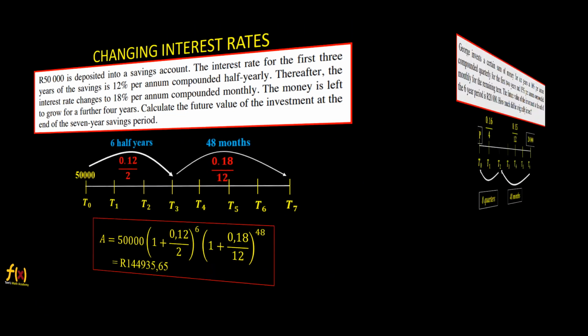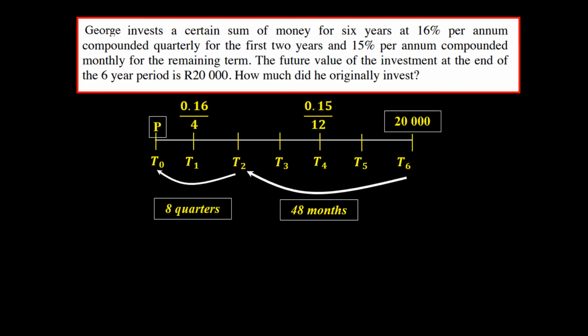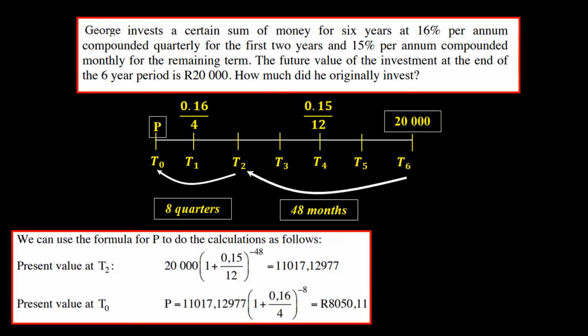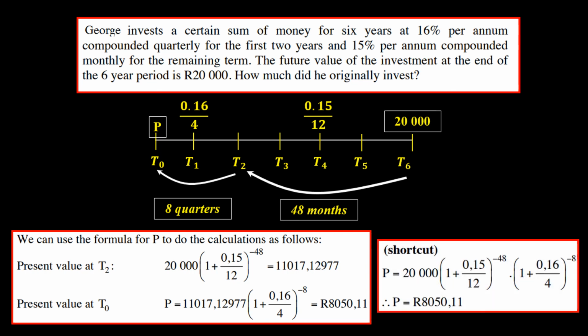Another question, again a change of interest rate, 16% compounded quarterly. You underline all those. 15% compounded monthly for the remaining term, find the future value. Okay, so we substitute into the formula. You can also do it in 2 steps, or we can use a shortcut in 1 step. The shortcut is recommended to save time.